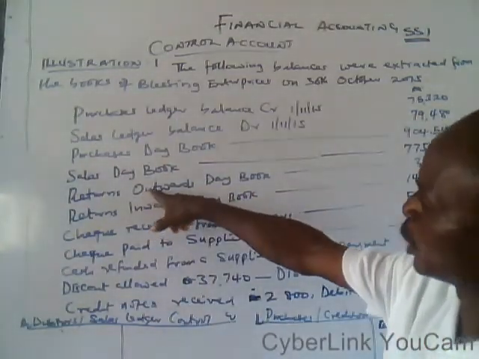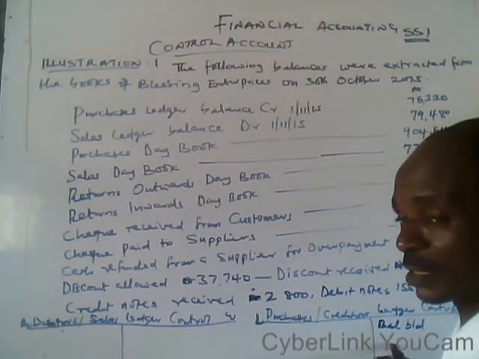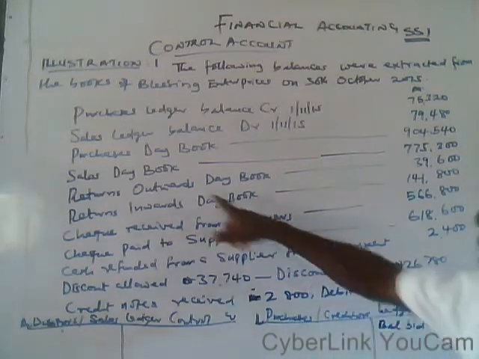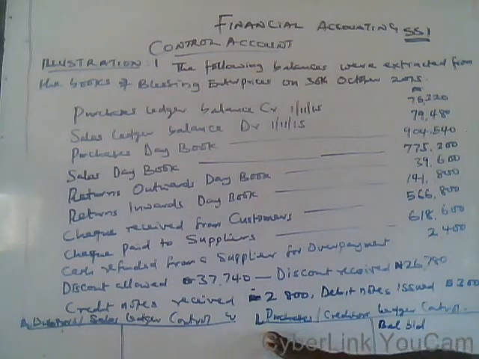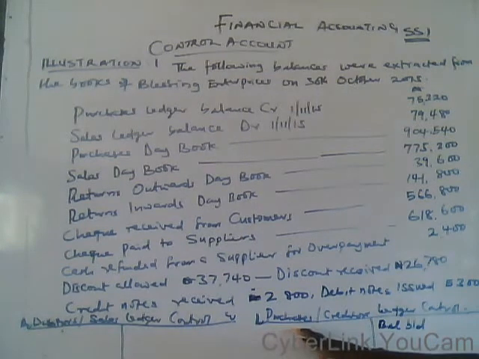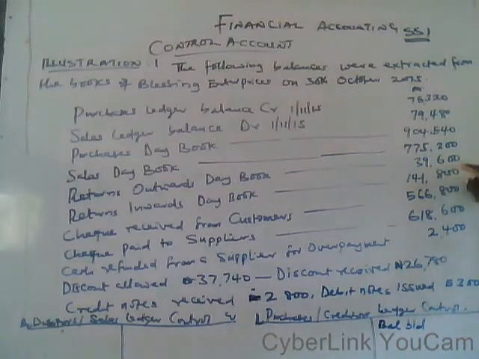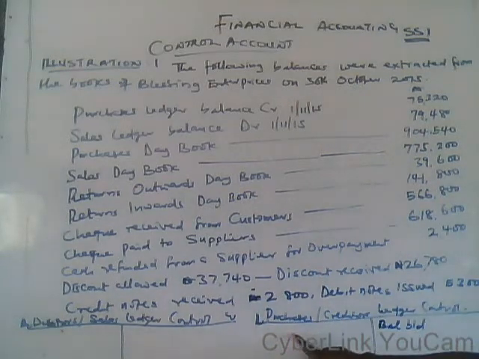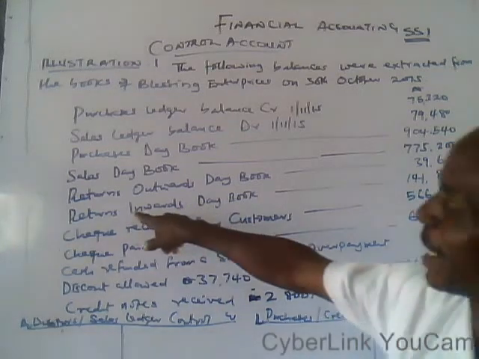Followed by return outward. Return outwards go along with the purchase figure. And if you have a return outwards, it's part of expenses, must be on the debit side of the purchase ledger control account. That is, the return outward, you have 39,600, post to the debit side of the purchase ledger control account. Followed by return inward.